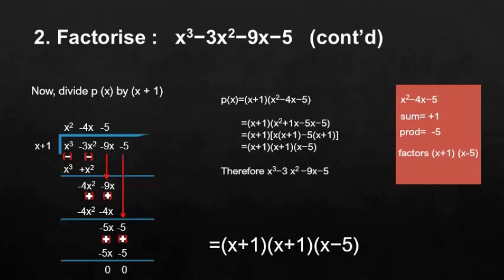And again we are factorizing that using the sum and product method, which gives you the factors x plus 1 and x minus 5. Finally, we are writing all the factors together, that is x plus 1 and again x plus 1 and x minus 5. Is that clear? Moving on further, you can see: use suitable identities to find the following products.